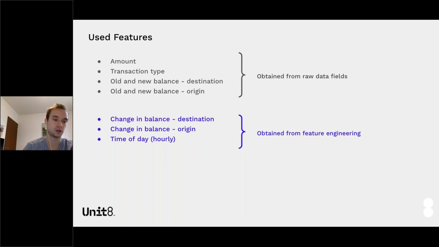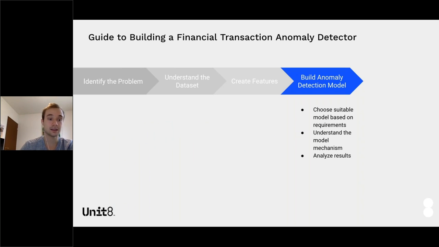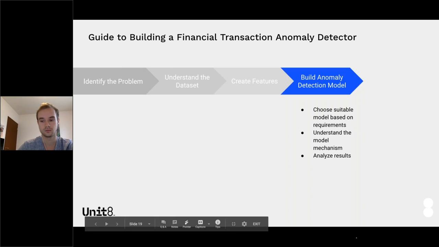Again, feature engineering is important because machine learning is powerful, but it's not magic. So we need this part. Next, we're going to talk about the specific model that we used for anomaly detection. For this, I'm going to give the word to Maxime. Thank you, Francesco.